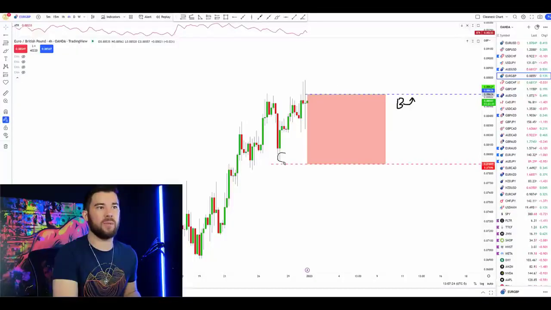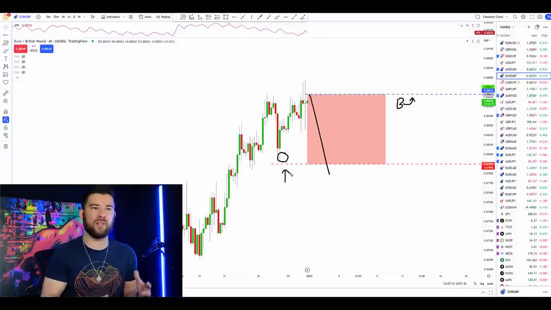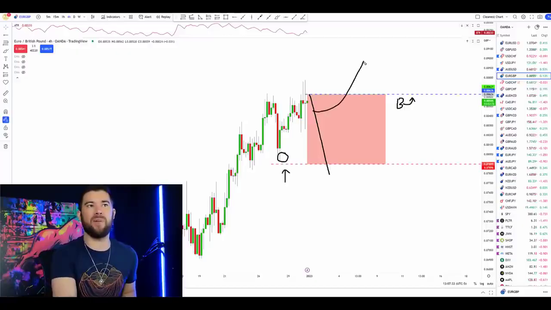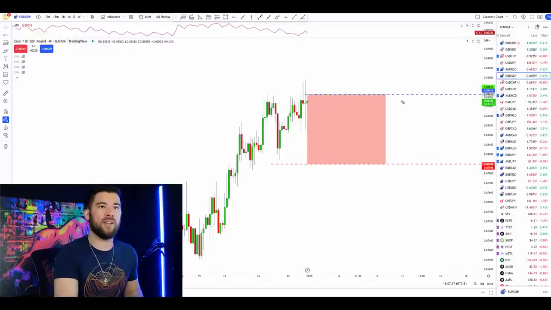A logical place would be below the previous swing low, for us to go, okay, well, if we're coming all the way down here, getting below this previous swing low, we're probably not going to end up making new highs. So that would be a logical place to place an order. So we bought in here. We may decide to put a stop loss right below this swing low.